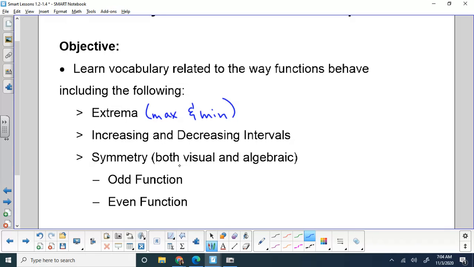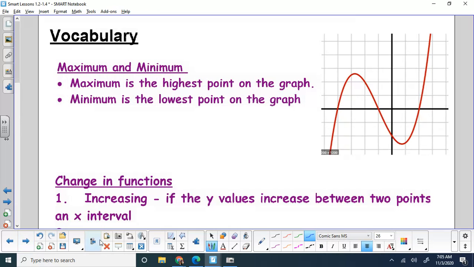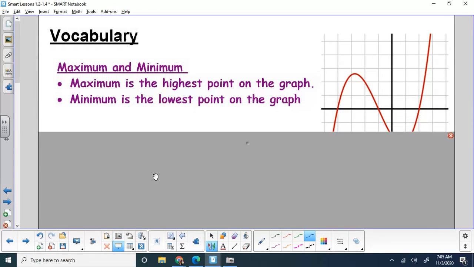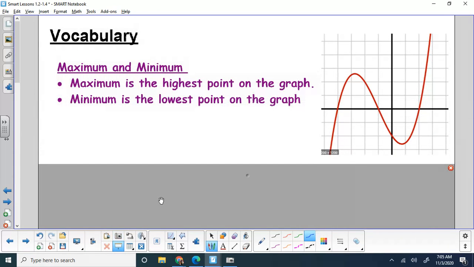Now, symmetry is something you've talked about in geometry. It has a visual component, but it also has an algebraic component. And for pre-calc, we're going to be looking that you can show me algebraically that a function is even or odd. And I'll be teaching you how to do that today. All right, let's go ahead and get started. So to begin, let's focus on maximums and minimums.